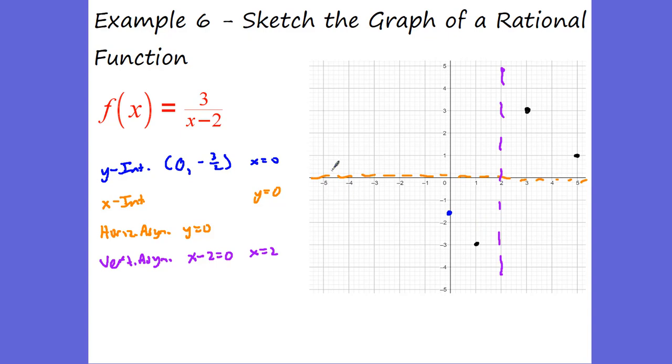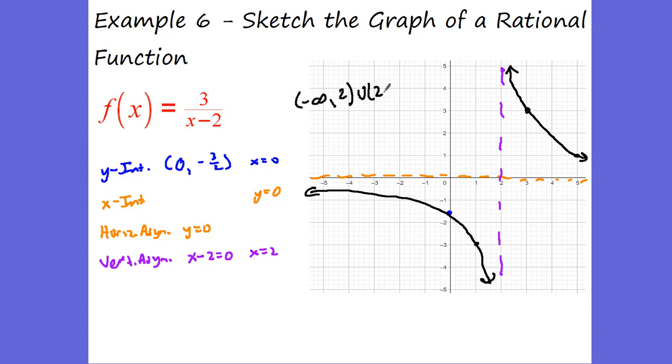Can you see how this graph is going to be? This graph is going to come this way, come straight down. It's going to come this way, and like that. And so you can see your domain will be from negative infinity all the way to 2, and then from 2 all the way to infinity. Okay? And that is the sketch of the graph of the rational function.